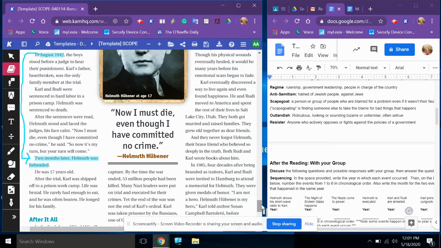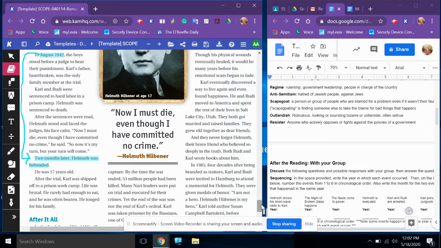In August 1942, the boys stood before a judge to hear their punishment. Karl's father, heartbroken, was the only family member at the trial. Karl and Rudy were sentenced to hard labor in a prison camp. Helmuth was sentenced to death.